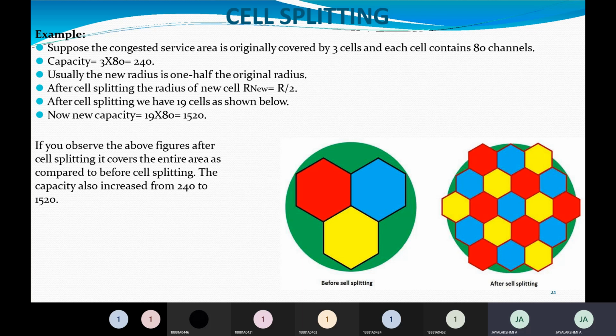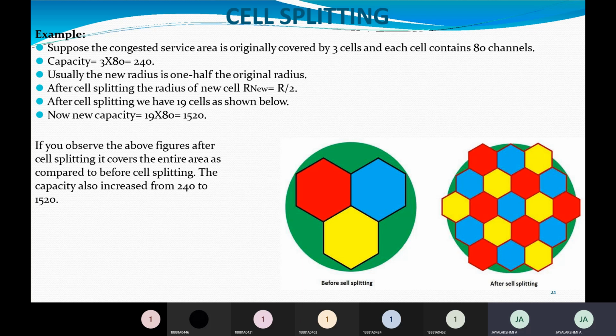So after splitting, what is the channel capacity? Here, the channel capacity increases. How much? By taking the formula MKN. How many clusters are there? One cluster is there, right? How many cells are there? 19 cells are there. And in each cell, how many channels are there? Again, 80. So you have to find the channel capacity after cell splitting as 1 into 19 into 80.